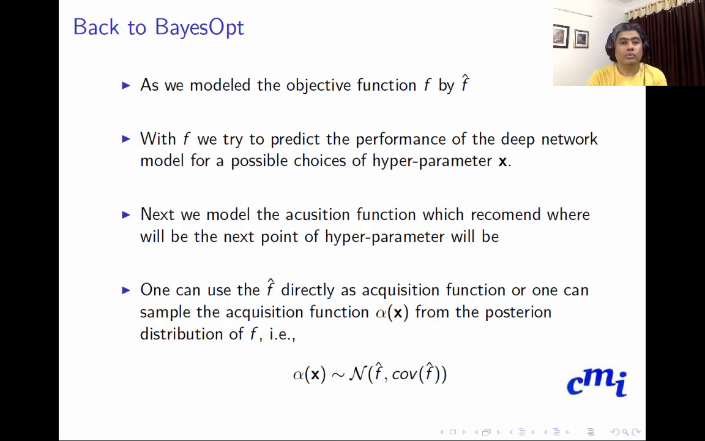So that is how we estimate an unknown function using Gaussian process regression.